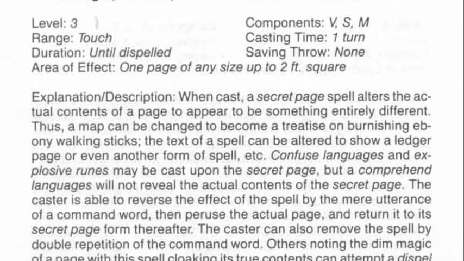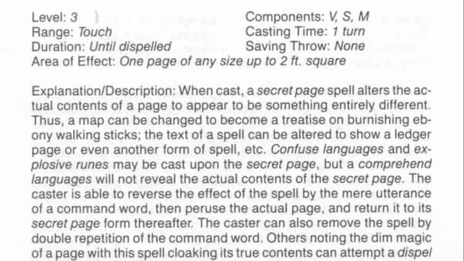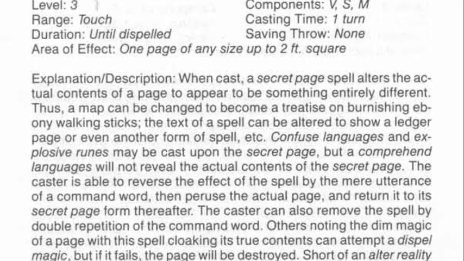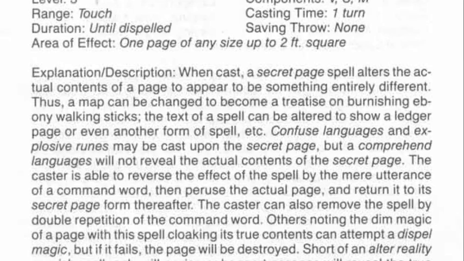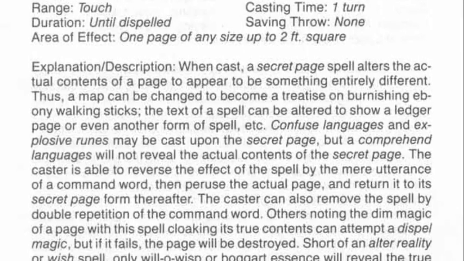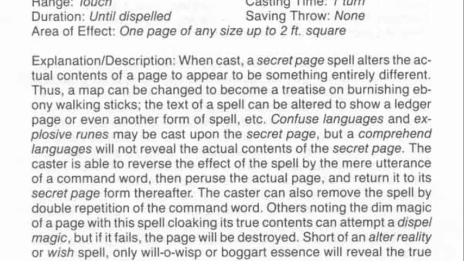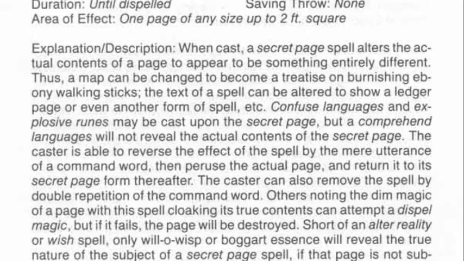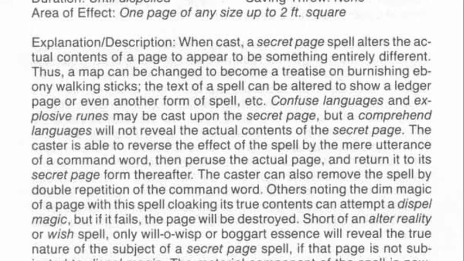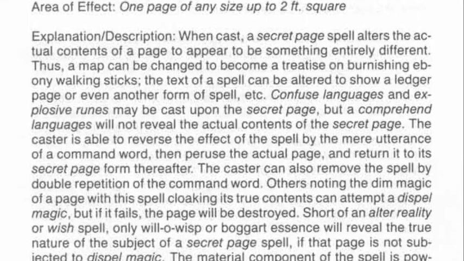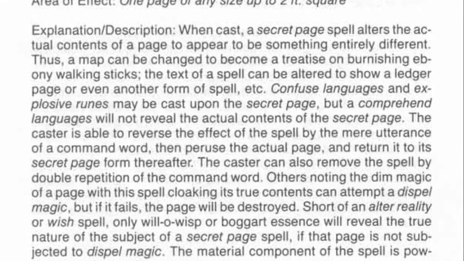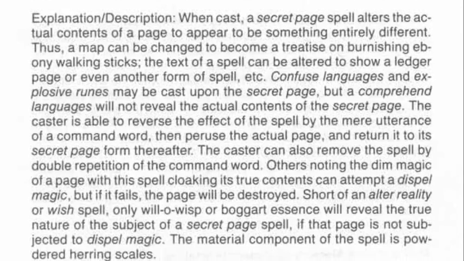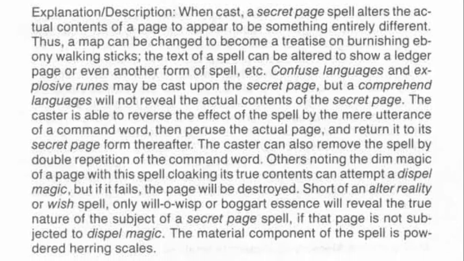Confused languages and explosive runes may be cast upon the secret page, but a comprehend languages will not reveal the actual contents of the secret page. The caster is able to reverse the effects of the spell by the mere utterance of a command word, then peruse the actual page and return it to its secret page form thereafter. The caster can also remove the spell by double repetition of the command word. Others, noting the dim magic of a page with the spell cloaking its true contents, can attempt to dispel magic, but if it fails, the page will be destroyed.